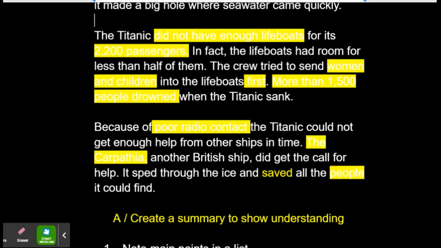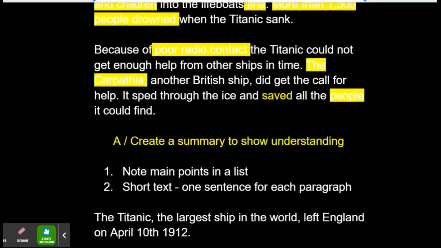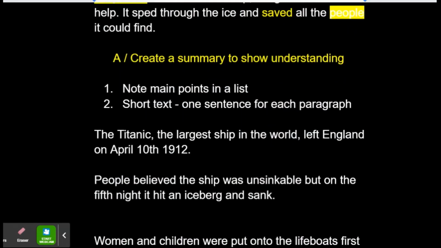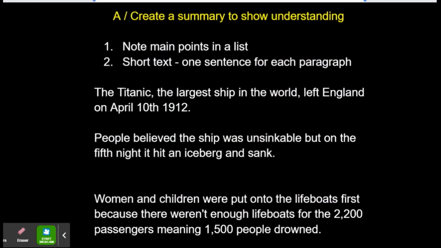And when I've done that, I have to take those facts and write them into a list. So here are the sentences that I came up with. You might come up with something different. So my sentences became: the Titanic, the largest ship in the world, left England on April the 10th, 1912.